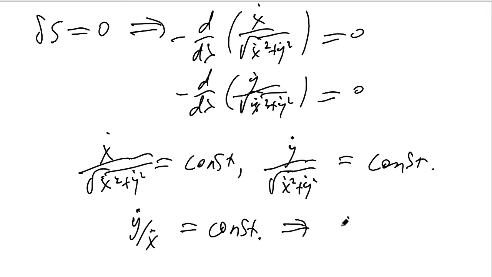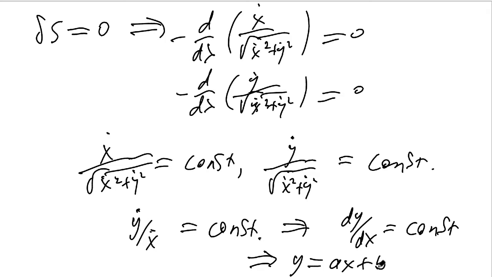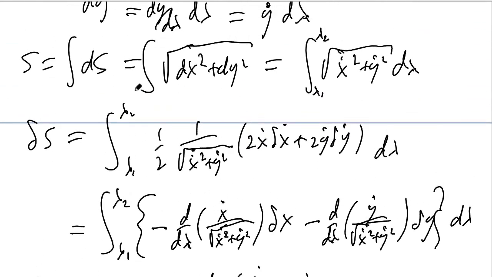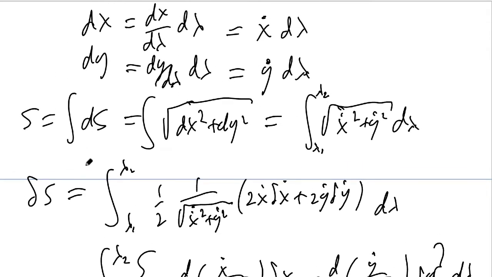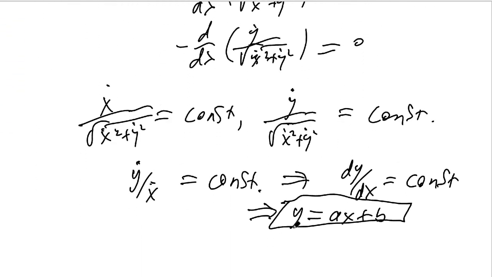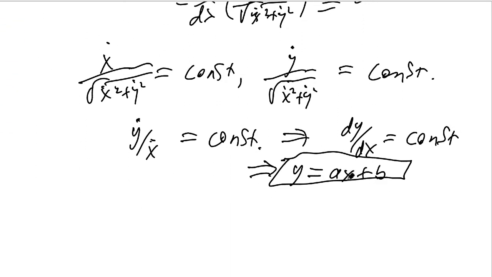Okay, which in turn says dy/dx is constant. So in other words, y and x are linearly related. y is equal to some ax plus b. Okay, so what we find is that the geodesics, the curves that minimize or maximize the distance between points, those are the curves that make delta s equal to 0. Those curves are just straight lines in the Cartesian coordinates of this Euclidean geometry.